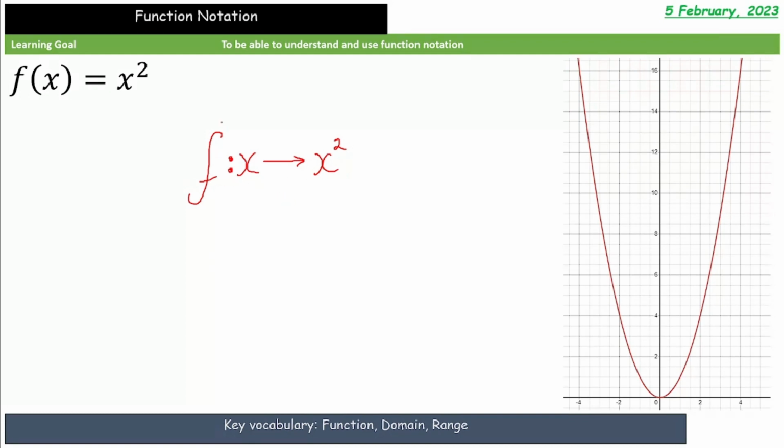So f is the function with the input x using the mapping x squared. Okay, and all this really means is this here. Okay, might not come across this in your spec, but it is good to know.